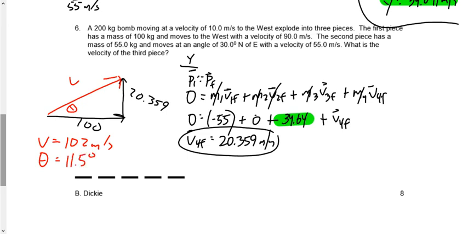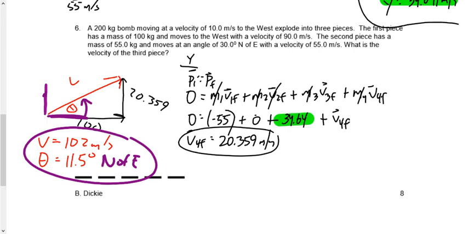What would that be? 11.5 what of what? Yeah, we're measuring it from the east, not from the north. I'm measuring it from the east, but we're going north from the east. So it would be 11.5 degrees north of east. All right? Does it feel okay? Okay. Let's do another one.